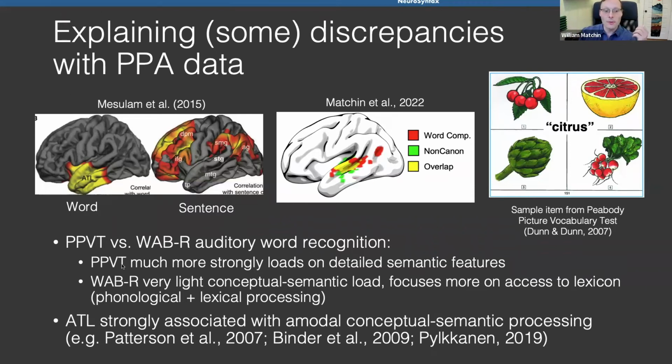So probably the PPVT is much more heavily loaded on semantics, and the WAB-R focuses more on lexical access instead, right? That may explain why the ATL effect here is so robust, because we know that the ATL is implicated in retrieval of conceptual semantic features, especially detailed ones.